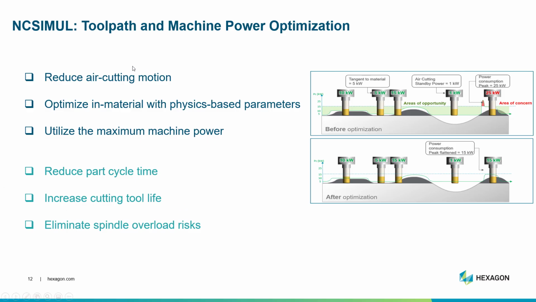And that's a pretty simple calculation. It just knows where the rest stock is at any given point and knows when NC Simul is not touching that, and we can speed it up.